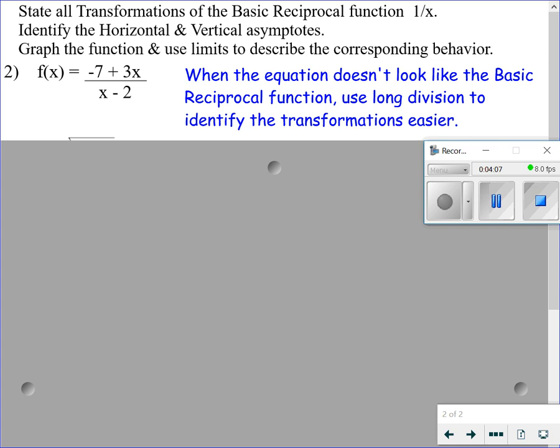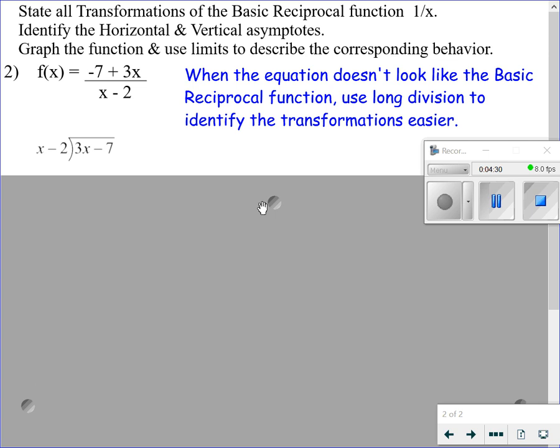So when the equation doesn't look like our basic reciprocal function, or I can't get it to be a 1 over, then we're going to use long division to identify our transformations easier. Now on this particular problem, you could use synthetic as well, but I want to show you long so that you can do it if you get to a harder problem. So we're going to do long division on this problem.